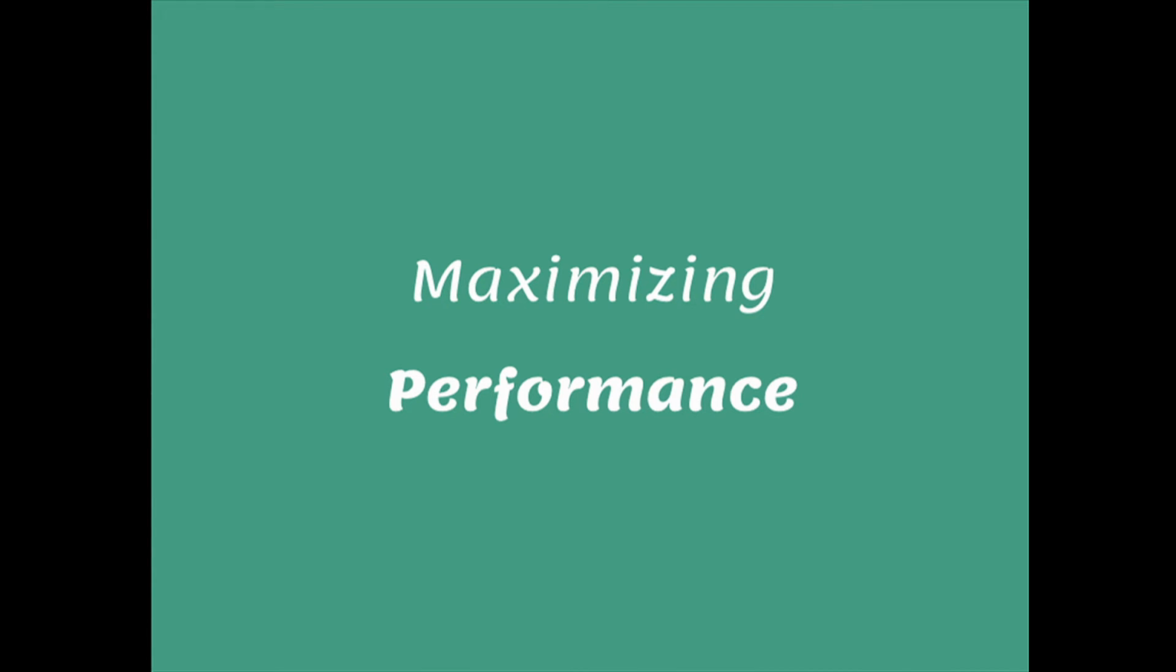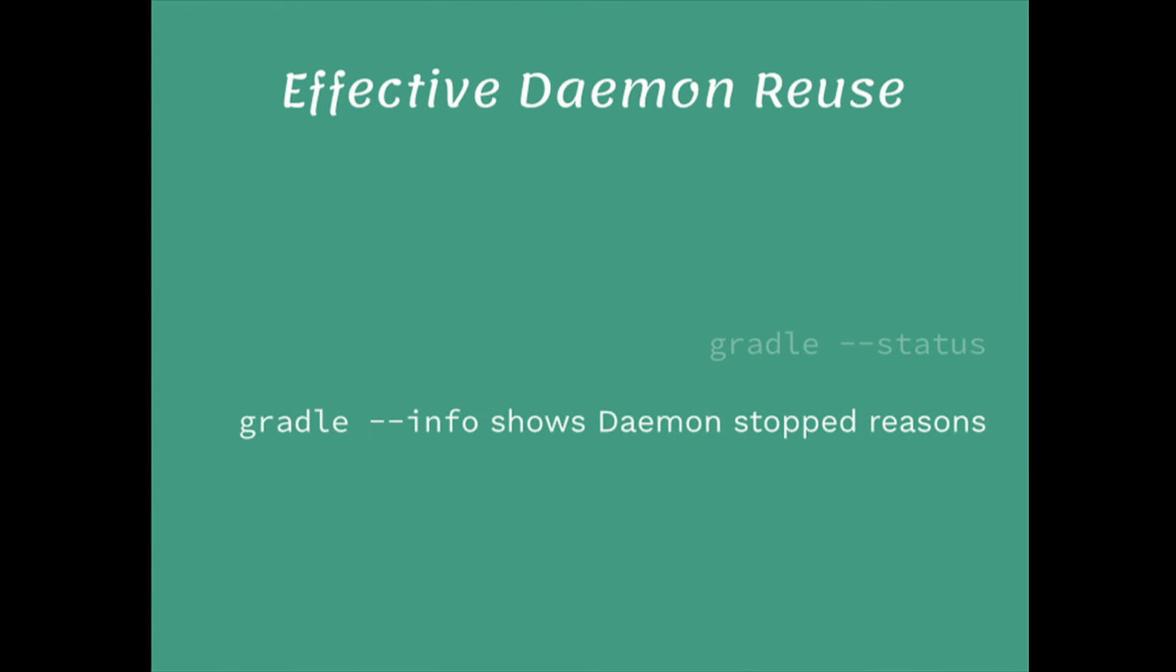So perhaps you're using the daemon every day, and you're reusing it as much as you can. Now I want to give you a few tips for effective reuse. You now have the Gradle status command. You can list the daemons. The Gradle info shows the stopped reasons, and you can look in the daemon logs for information about why it's stopping.